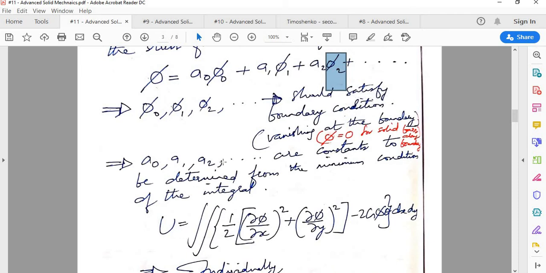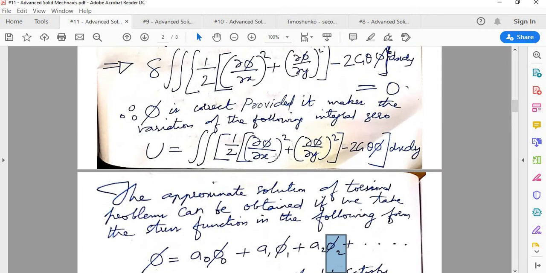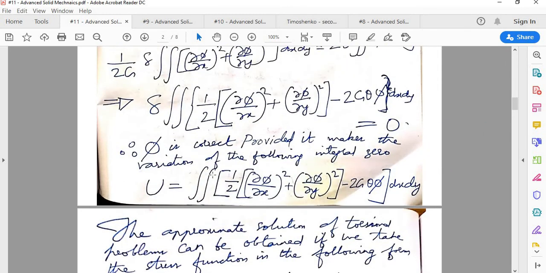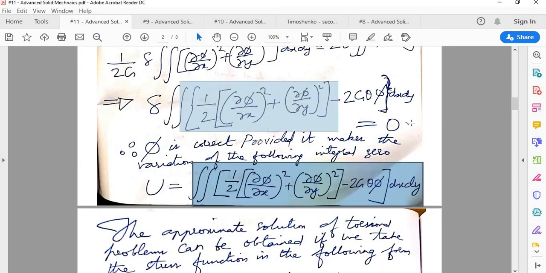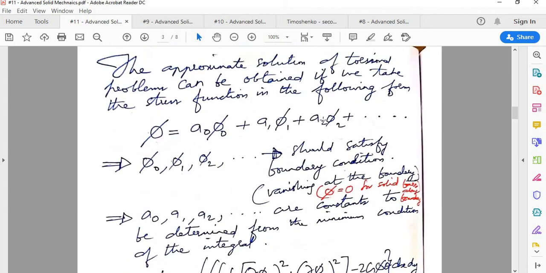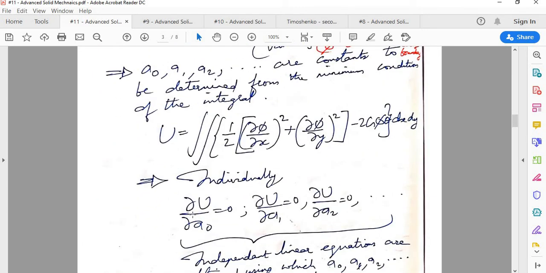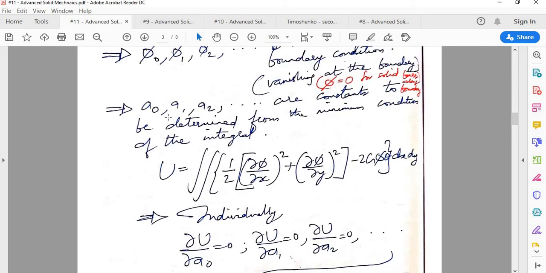Now a0, a1, a2 are constants which should be evaluated. Now how can you evaluate them? For that we will use this condition. So remember, the correct phi is the one that ensures that the variation of this integral is 0. So mathematically speaking, it reduces to this form. So each of the coefficients.